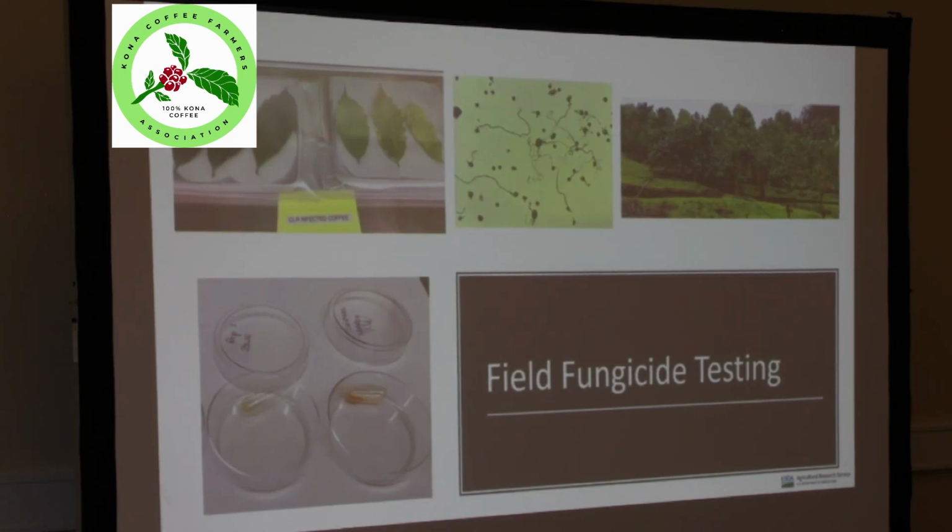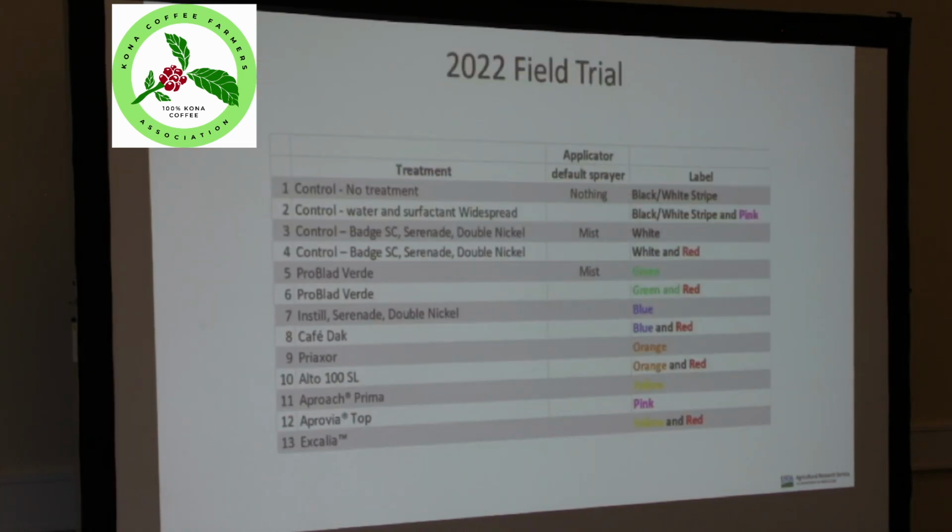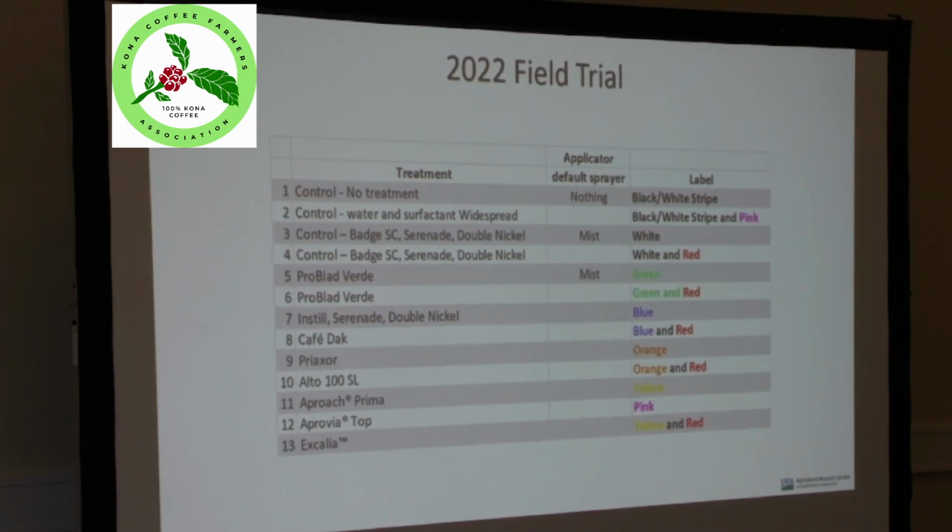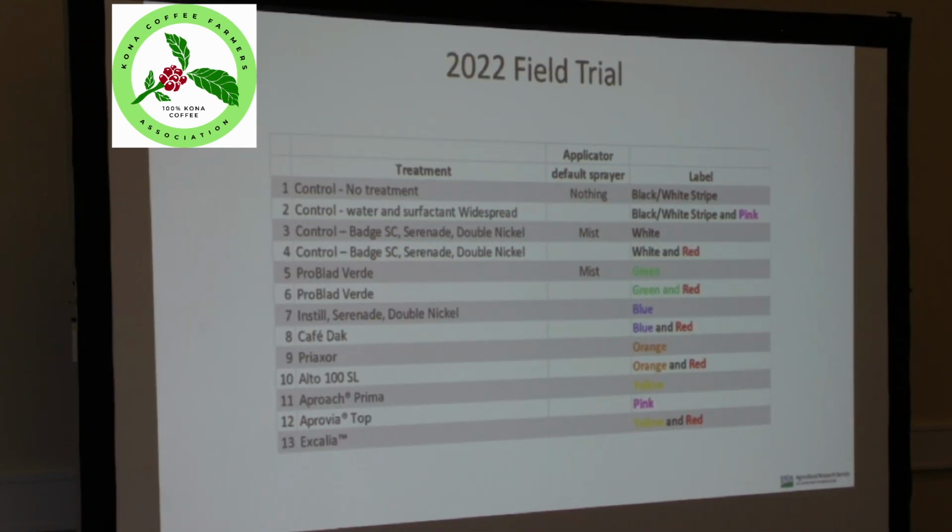Okay, so this moves into the field testing portion, and I'll readdress what we thought happened with Badge towards the end. But for 2021, we had a field trial, and the results showed that the rotation of Badge, Serenade, and Double Nickel would allow for really good control of CLR in the field. So we used that as our control in the 2022 field trial.